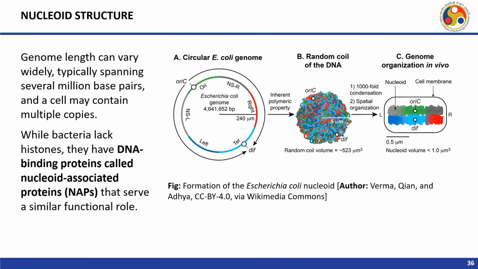The genome length varies from bacterial species to species, typically spanning several million base pairs, and a cell may contain multiple copies of such a genome. While bacteria lack histones, they have DNA binding proteins called nucleoid associated proteins, or NAPs, that serve similar functional roles to the histones.